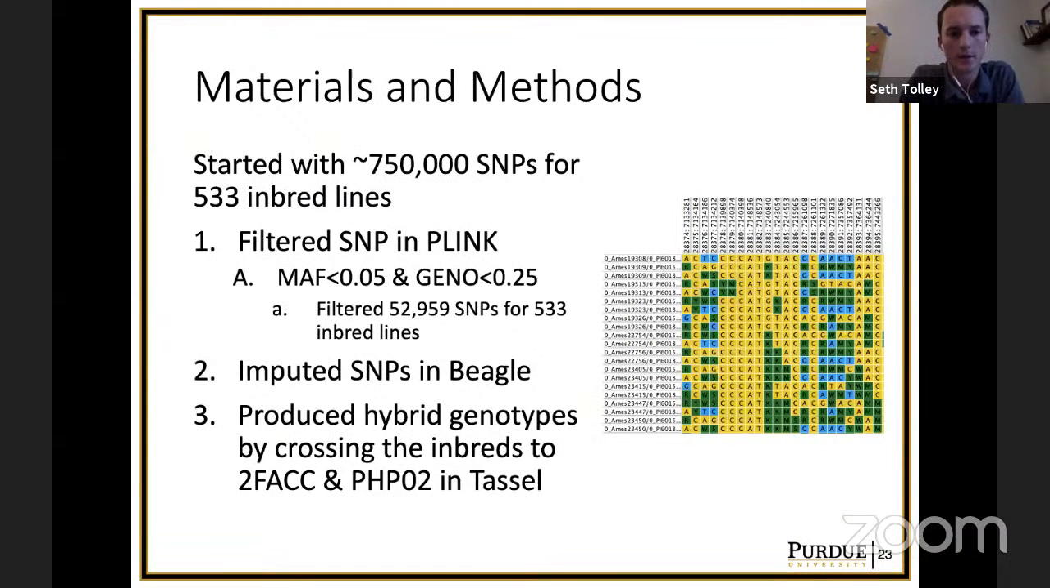Further materials and methods for this. For our genotype information, we started out with about 750,000 single nucleotide polymorphisms, or SNPs, for the 533 inbred lines. We filtered these SNPs in PLINK, which is useful software. We filtered for minor allele frequency of less than 0.05, and then we filtered out SNPs that were missing in more than 25% of genotypes. In total, we ended up with about 53,000 SNPs for all 533 inbred lines. These were imputed in Beagle, and we produced hybrid genotypes using TASSEL.